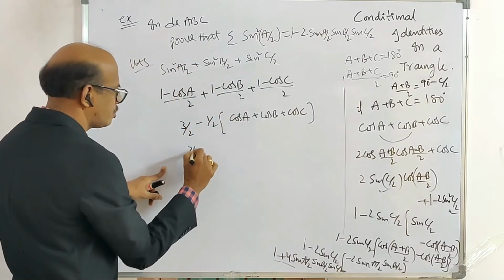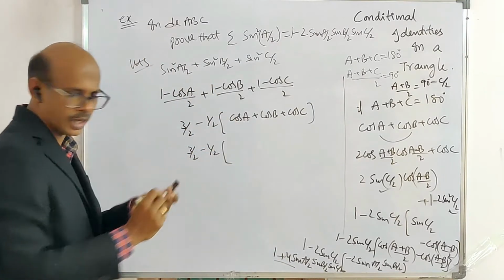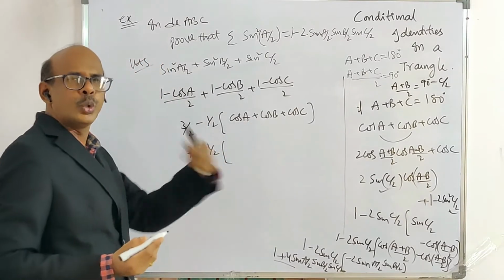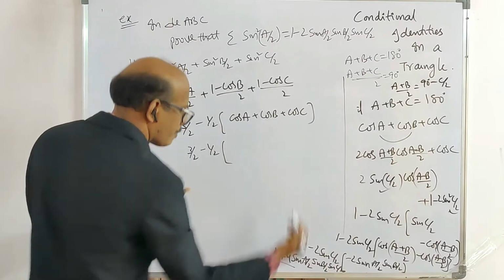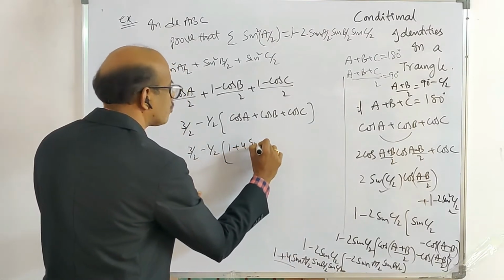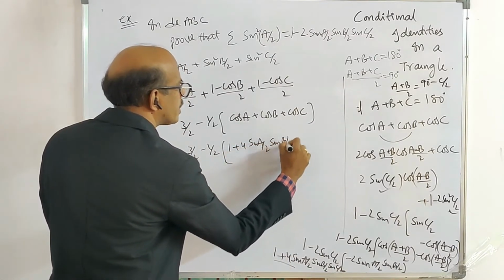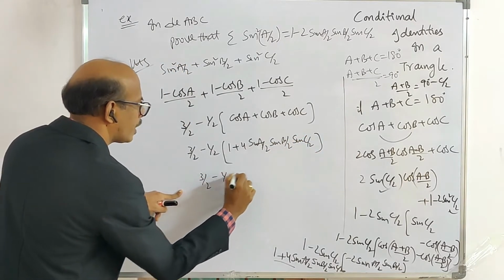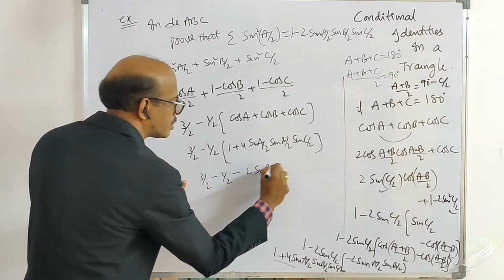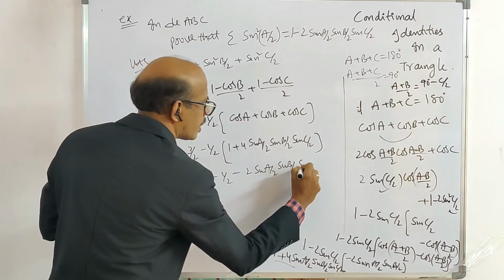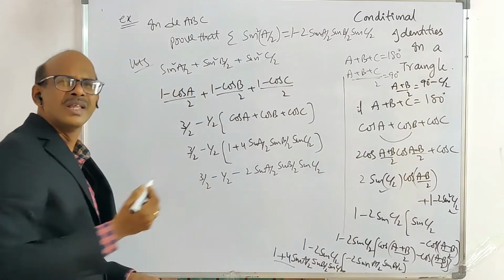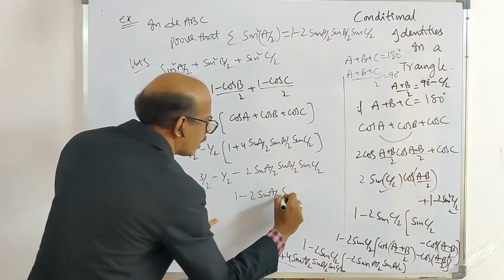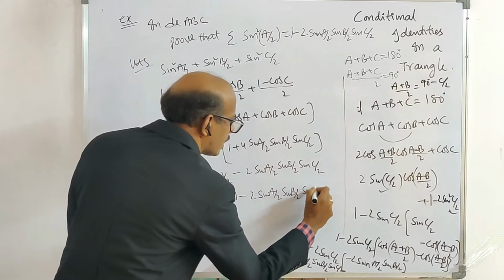Now I am going to substitute here, and for further simplification definitely we need patience in calculation when doing a subjective question. So cos A plus cos B plus cos C is 1 plus 4 sin A by 2 sin B by 2 sin C by 2. By simplification, 3 by 2 minus 1 by 2. If you simplify, it will be 2 sin A by 2 sin B by 2 sin C by 2. Finally 3 minus 1 is 2, 2 by 2 is 1, 1 minus 2 sin A by 2 sin B by 2 sin C by 2.